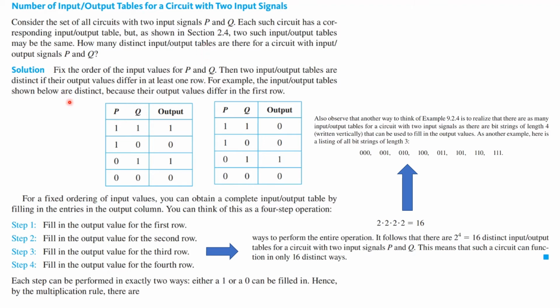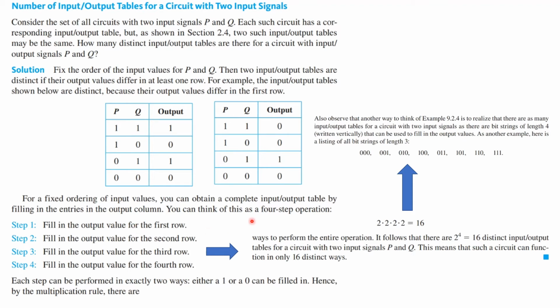Well, fix the order of input for P and Q. Then 2 input-output tables are distinct if their input-outputs are different in at least 1 row. And so here are 2 that are distinct because their output values differ in the first row. So this is 2 of them, and there are more. So for a fixed ordering of the input values, which you can do, you can obtain a complete input-output table by filling in the entries in the output column.